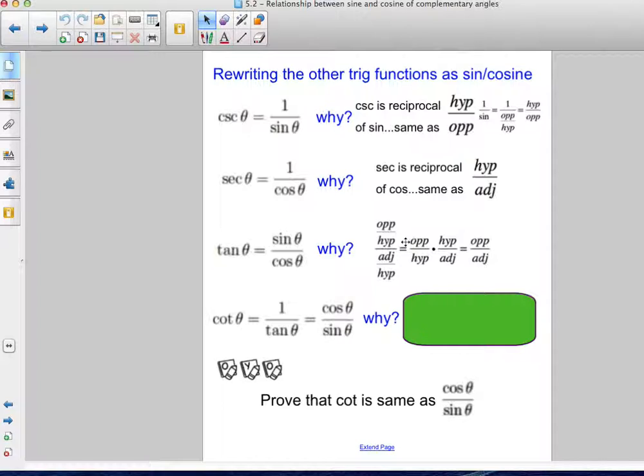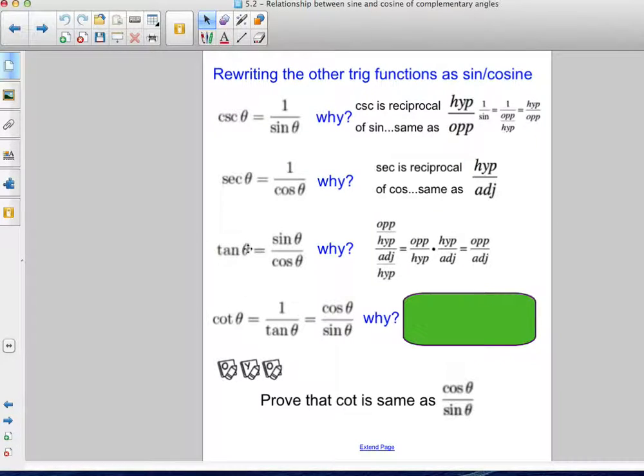But really, what you're going to get is what I did here. Sorry, I didn't see that. So opposite over hypotenuse multiplied by hypotenuse over adjacent, right? Instead of dividing, we just multiply by the reciprocal. The hypotenuse and hypotenuse cancel, and you just get opposite over adjacent, which is tan, right? So basically, sine over cosine is the same thing as tan. So we can rewrite sine theta over cosine theta as tan theta.